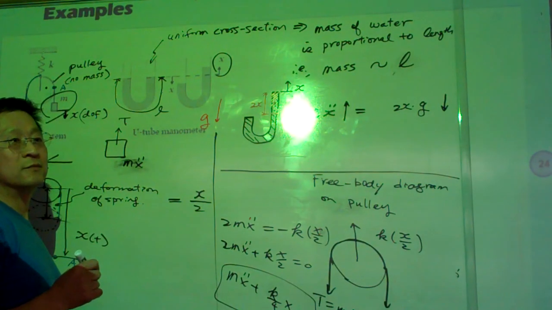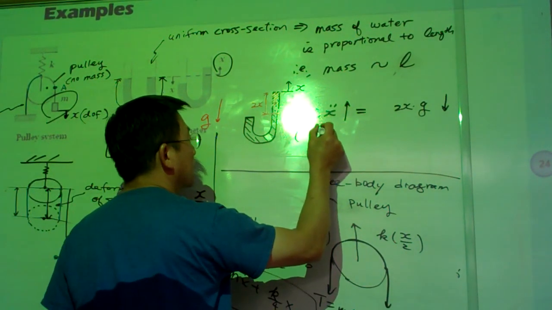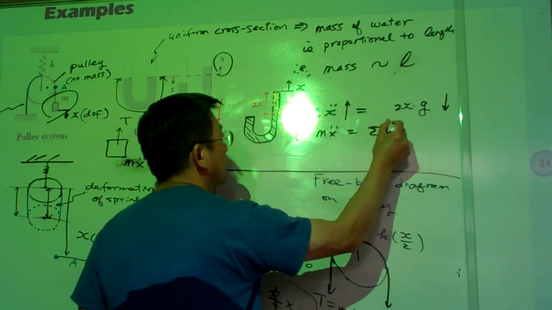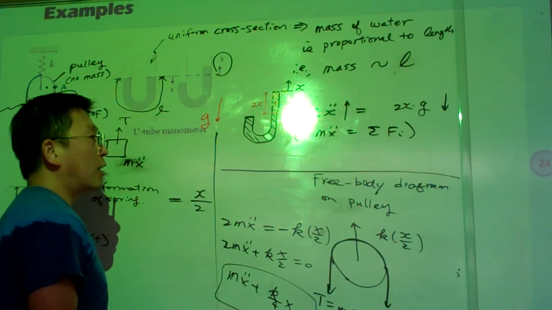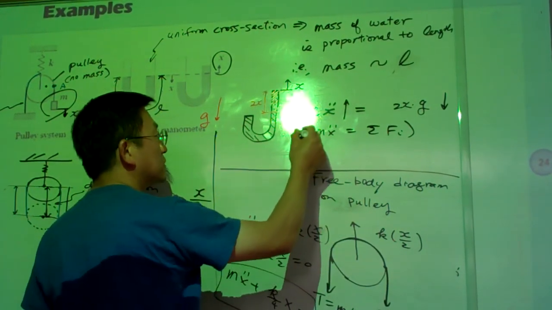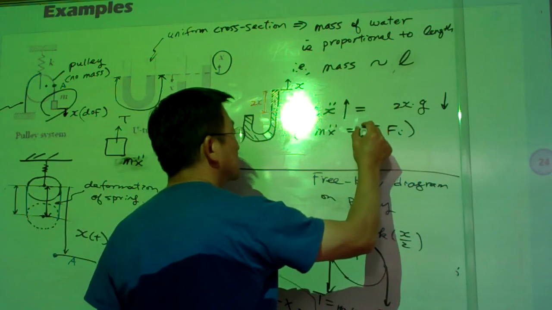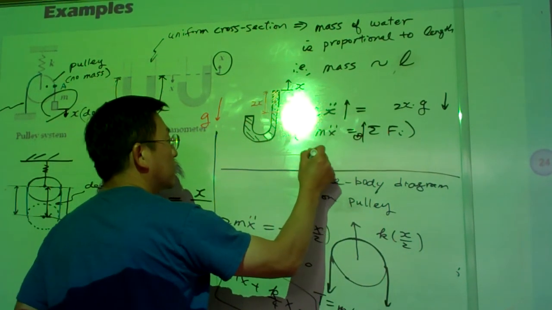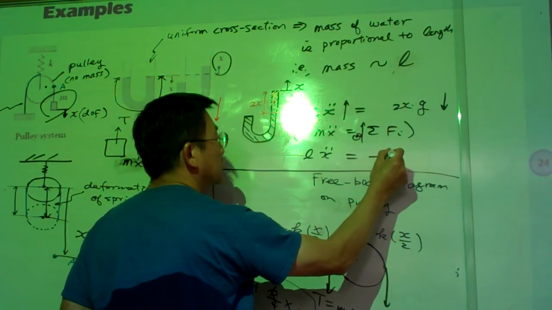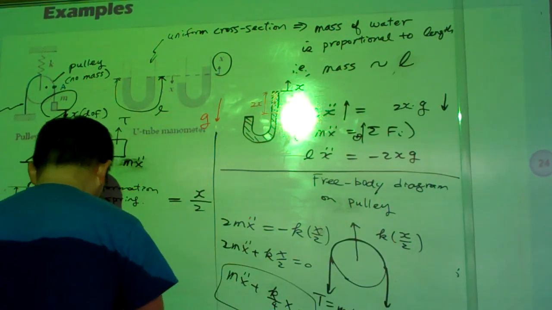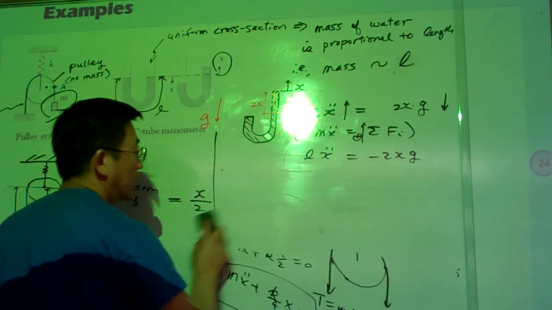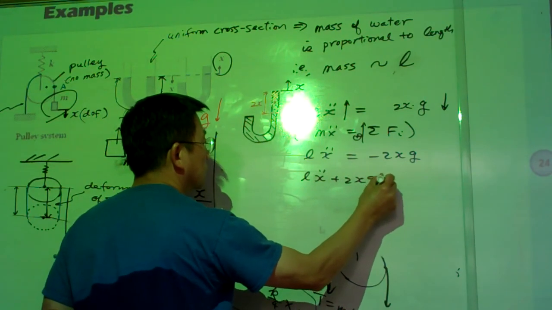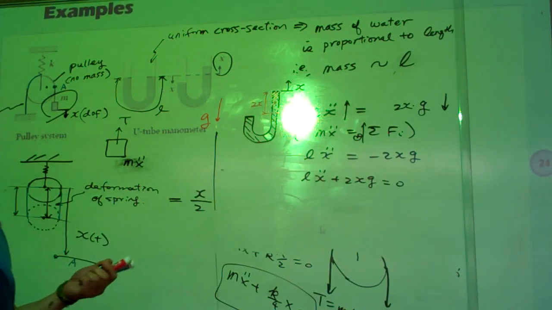So that is applying m x double dot equals the force here. If I pick the sign convention upward positive, let me rewrite this as minus 2xg. For this case we have L x double dot plus 2xg equals 0. So that is our equation of motion.